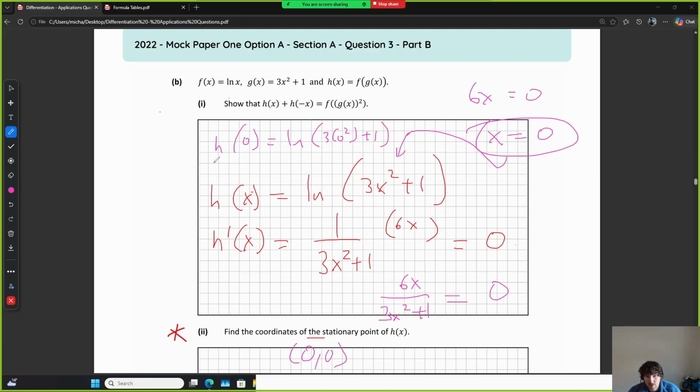I might actually graph this so people can see it. I'll throw this into Desmos, what that function looks like. So give me a second, I'll clear this away.